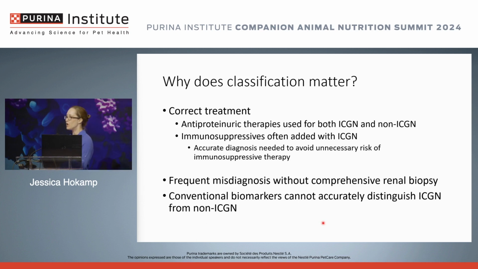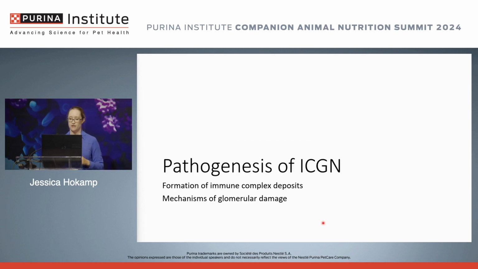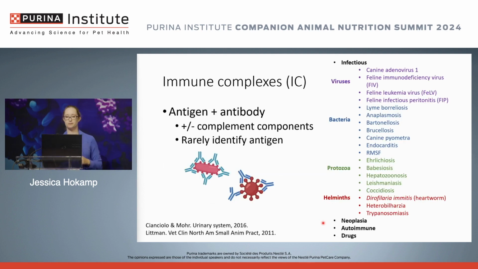And without comprehensive renal biopsy, it's been demonstrated that we frequently misdiagnose glomerular disease, such that using traditional biomarkers by themselves, or only a partial renal biopsy that maybe only looks at light microscopy, may overdiagnose or underdiagnose ICGN, and therefore instigate the wrong therapy. So let's get into some pathogenesis real quick.